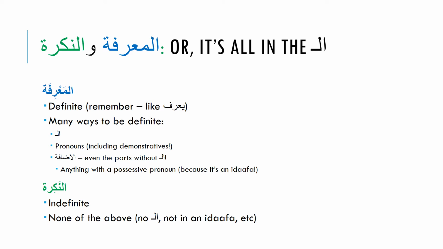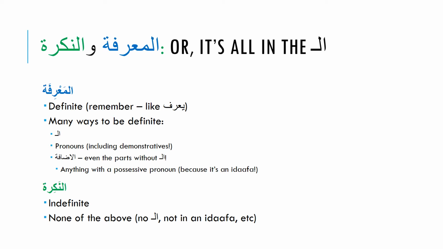The way to remember the word ma'rifa is to remember that it's a lot like the word ya'rif. Ya'rif is to know something, and something that is definite is kind of known, right? We all know about it. Now there's more than one way to be definite. The most common way and the easiest way is if it has alif lam, right? Alif lam is the same as English the. It makes something definite. Pronouns, including demonstratives, are automatically definite because they're referring to one thing in the world and we should know what that one thing is.